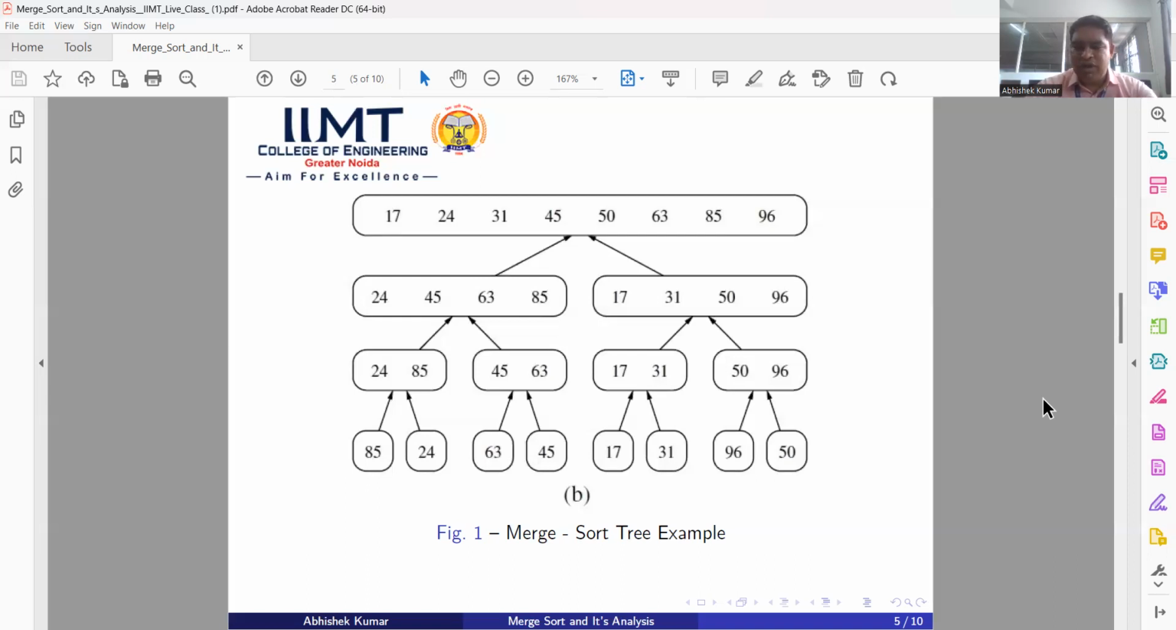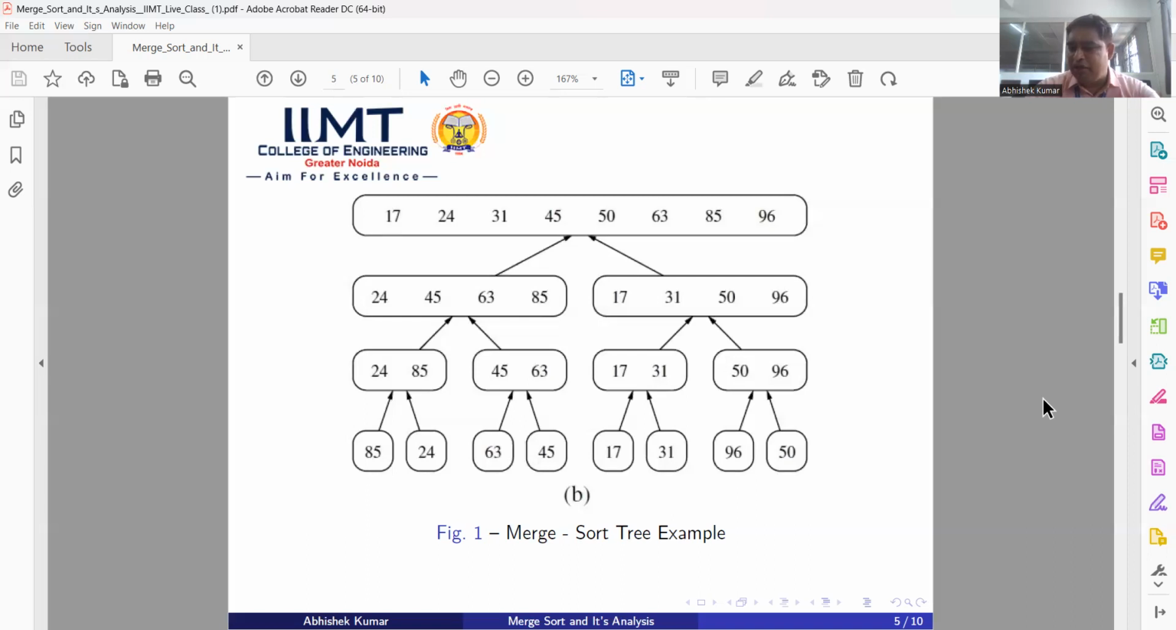First of all, we are doing the merging operation, because 24 and 85 are already sorted and 45 and 63 are already sorted. So now we have to apply the merge operation on the 2 different subsequences. Same thing we are doing: we take I for the left subsequence and J for the right subsequence. First, we compare 24 with 45, and 24 is smaller. So 24 will come to the first place, and we increase the value of I.